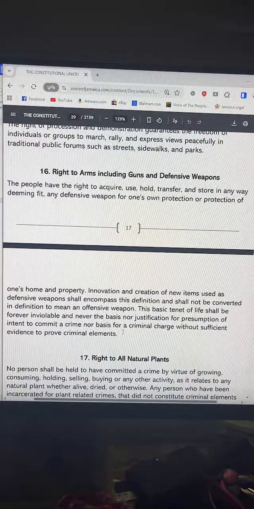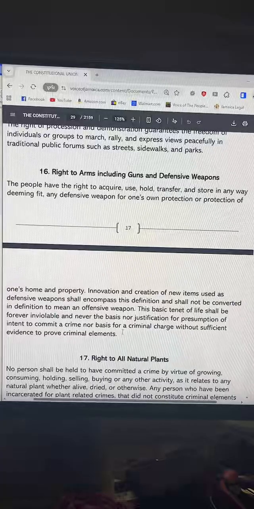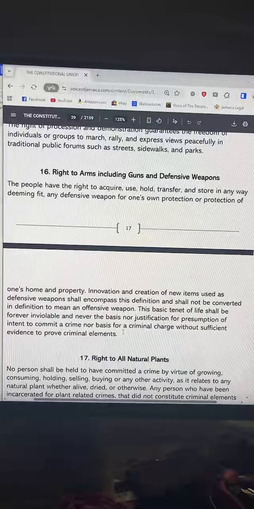It should say Constitution 2026. This is a constitution drafted by the people for the people. This has nothing to do with Parliament or anything to do with the current government structure. Right? You see?